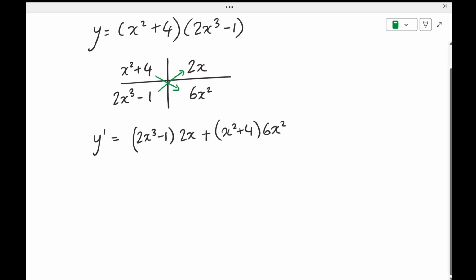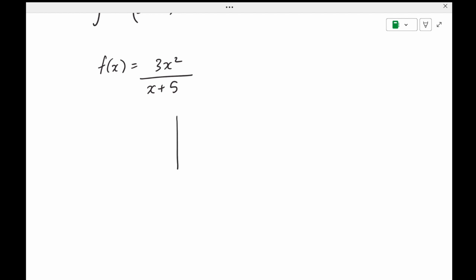Yeah, let's try quotient rule. Same idea. Say f of x equals 3x squared over x plus 5. Same grid. Top one goes in the top space. Bottom goes in the bottom space. Derivative of 3x squared is 6x. Derivative of x is 1. The derivative of 5 being 0.